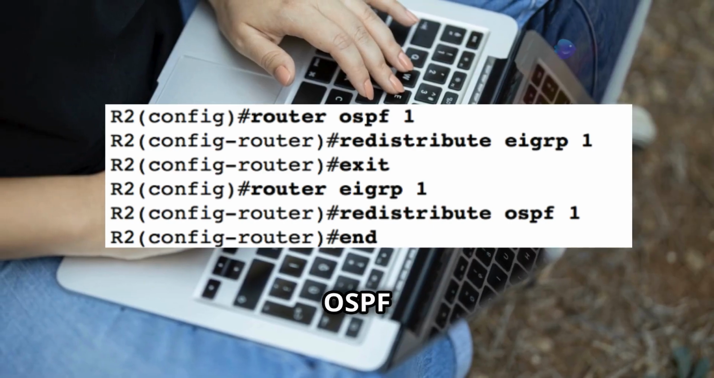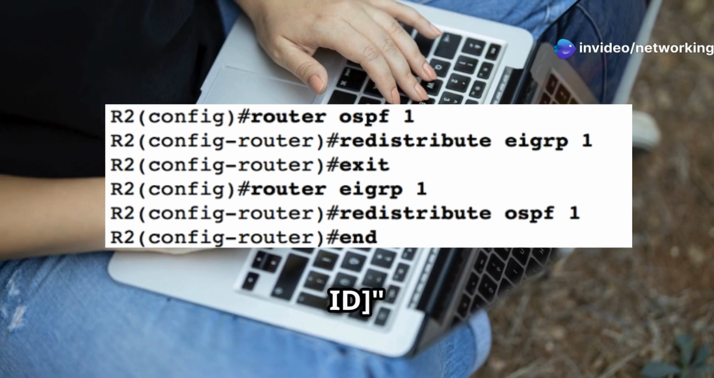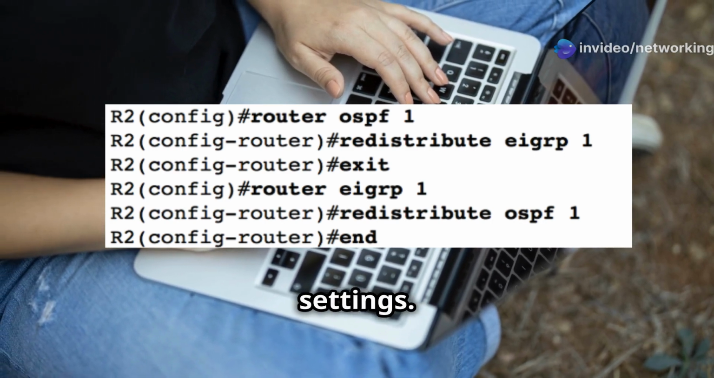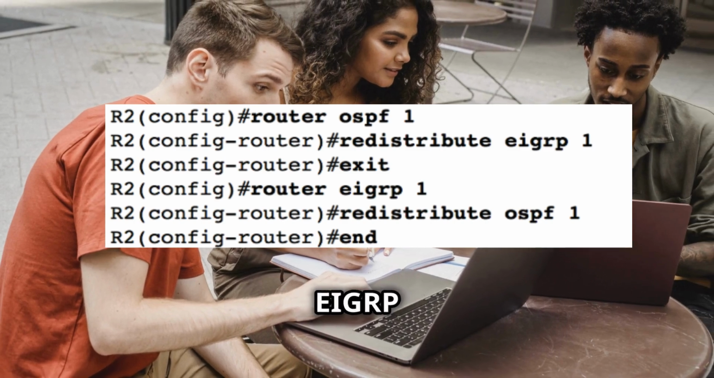To share OSPF routes with BGP, you use the command redistribute OSPF process ID in the BGP settings. For EIGRP, it's redistribute OSPF process ID under EIGRP settings.